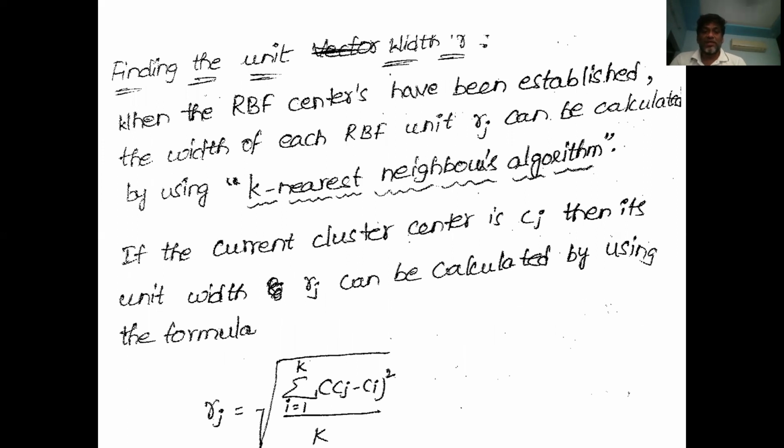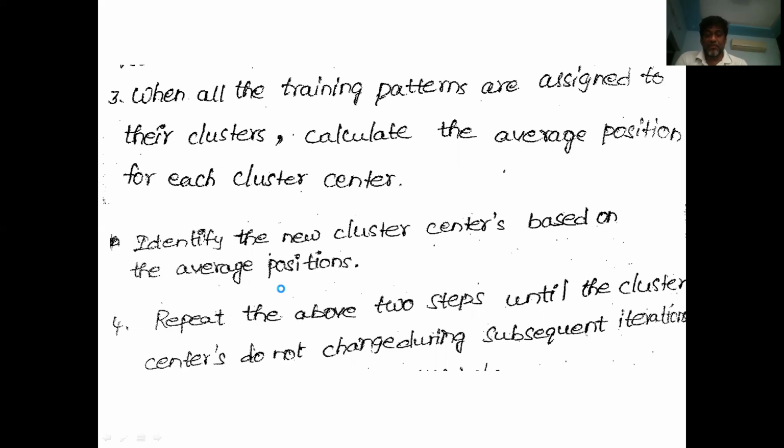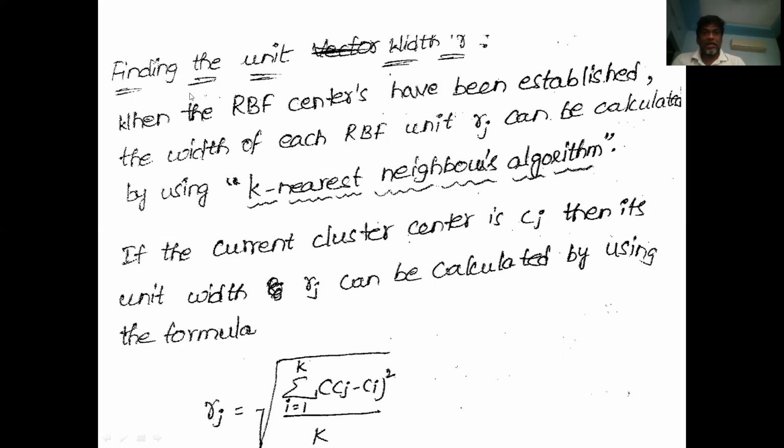Okay, now let us see how the unit width r can be calculated for the RBF neural network. This step will be useful only if you are using phi of x equals e power minus (x minus c) whole square by 2r square as your radial basis activation function for the hidden neurons. For other activation functions, this step is not required. Okay, so let us see how this unit width r will be calculated.